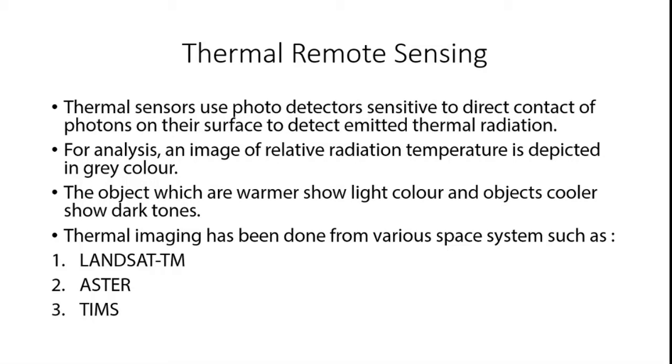For analysis, if an image of relative radiant temperature is depicted in gray color, that is panchromatic or black and white images, then the objects that are warmer show light color. That means the energy which has more photons is seen in light color, and the objects that are cooler, that is with very few photons, show the dark tone.